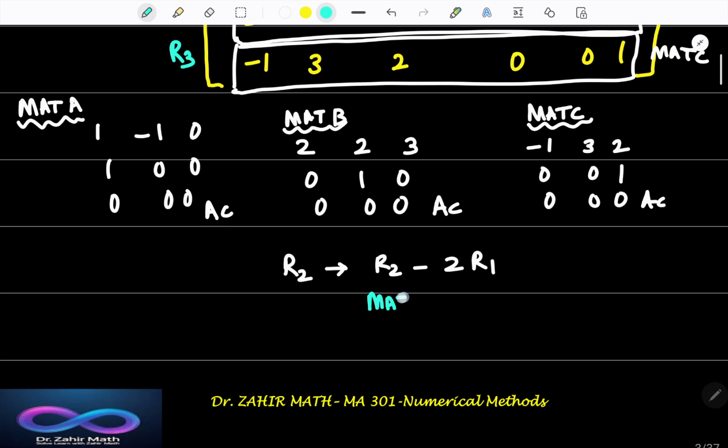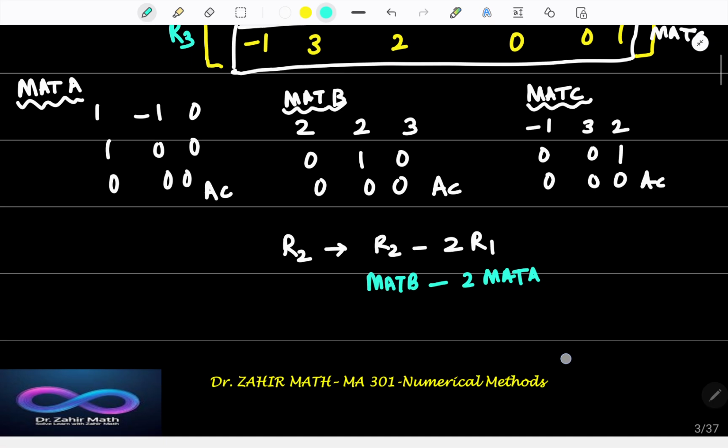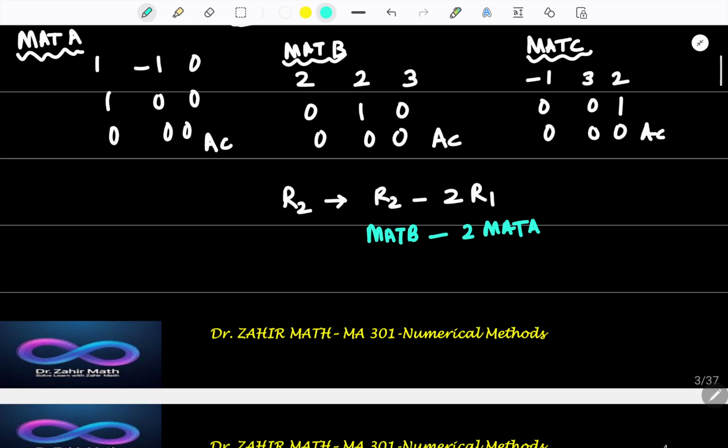So R2 is what? Which is mat B in your calculator, minus 2 times mat A. How to do this one, teacher? Already you are in the AC mode, right? Shift 4. Press Shift 4, everybody. And then you go to number 3 or 4. Now mat B is in 4, so press 4. And then minus 2 times.